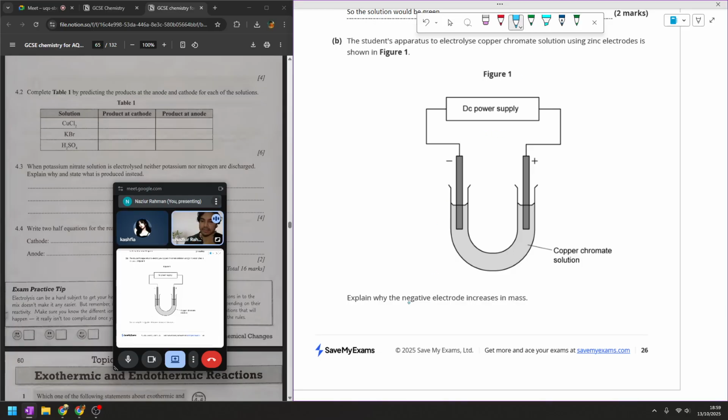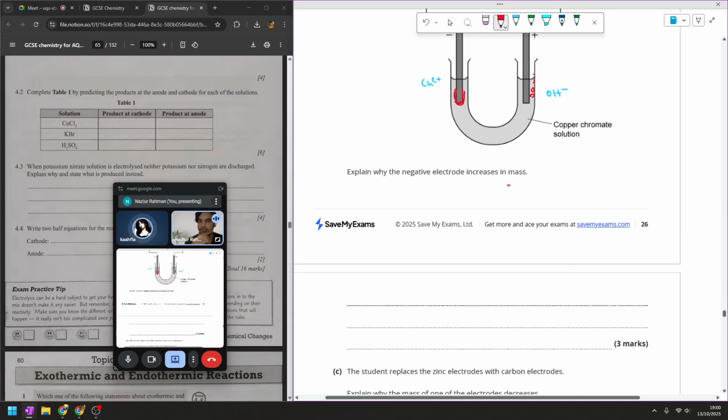So here, explain why the negative electrode increases in mass. So you take the copper chromate solution. You have copper ions, chromate ions, hydroxide ions, and hydrogen ions. On the negative electrode, you're going to have the copper and the hydrogen. On this side, you're going to have these two. Preferentially, copper is less reactive than hydrogen, so you're going to discharge copper here. And if you don't have a halide, you discharge hydroxide. So on this side, you make oxygen gas. On this side, you make copper metal, which builds up around the electrode. So on the electrode, the copper ions gain electrons, and you make copper metal.